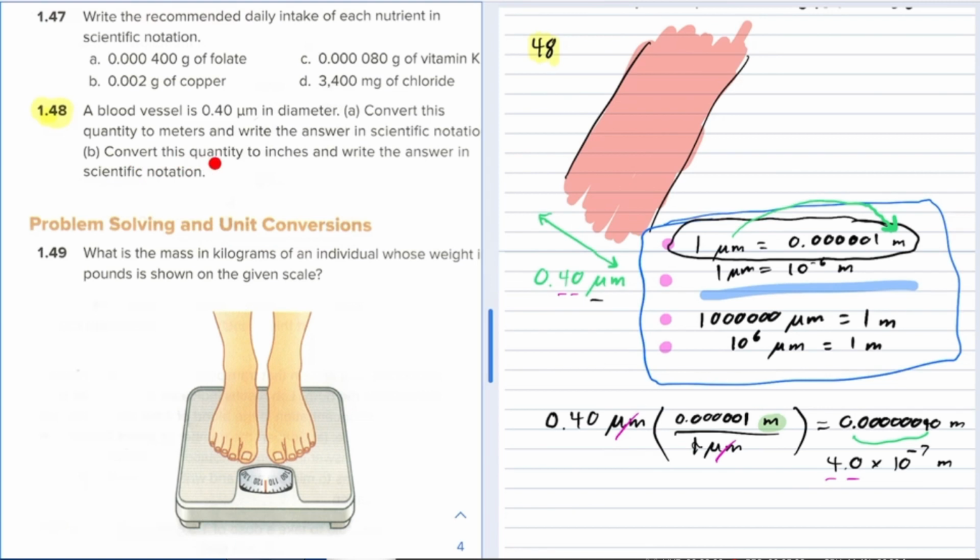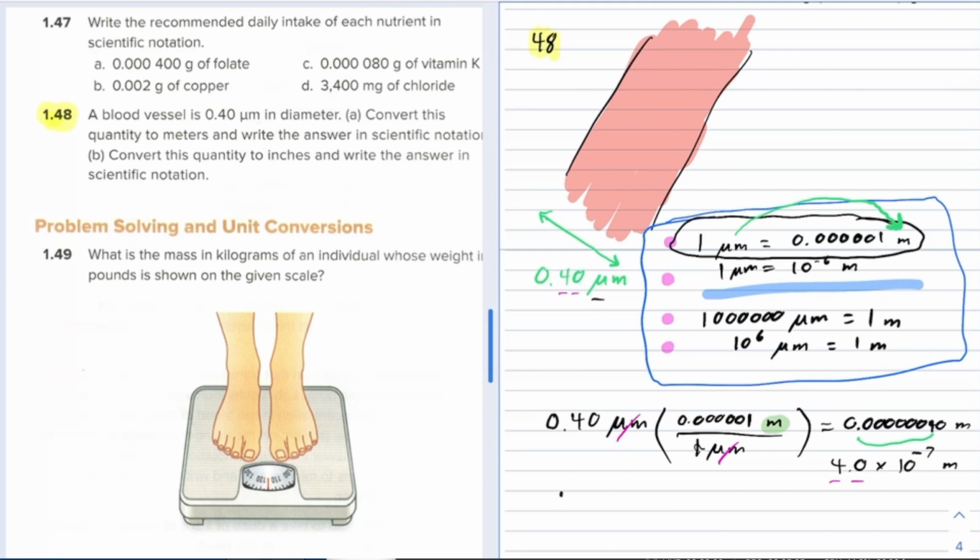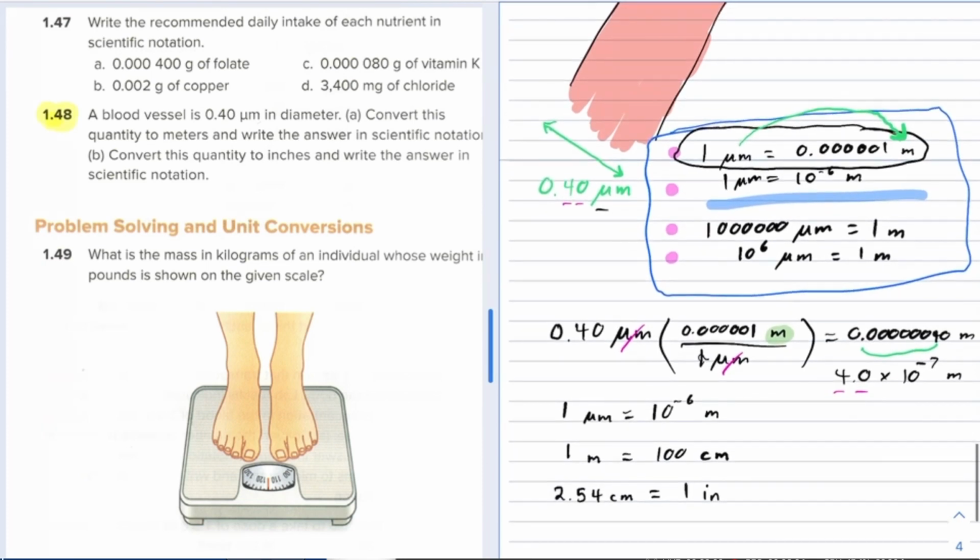All right, the next one asks you to convert to inches. Now, how do you get from micrometers to inches? Well, there are a few ways to do it. I know that 1 micrometer is the same thing as 10 to the minus 6 meters. So this time let's use this second relation to get from micrometers to meters. And then I also know that 1 meter is the same thing as 100 centimeters. And then I know that it takes 2.54 centimeters to equal 1 inch.